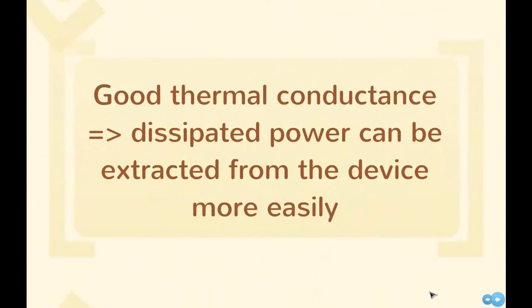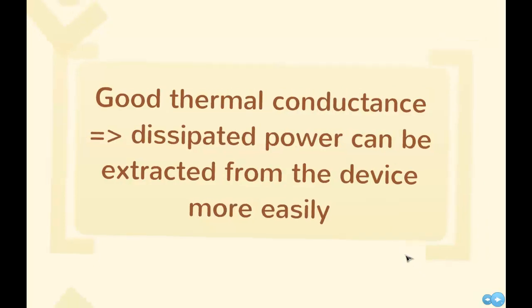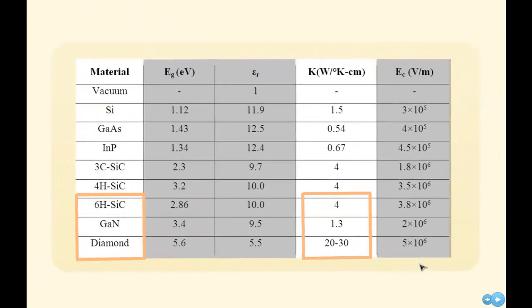The other good thing that we'd want to have in a semiconductor material is good thermal conductance. So we'd like to be able to extract the power from the device quite efficiently and effectively. So we need a material that conducts heat very well. Now, if we come back to our table, we can see the diamond is spectacular in terms of thermal conductance, and silicon carbide is also very good.